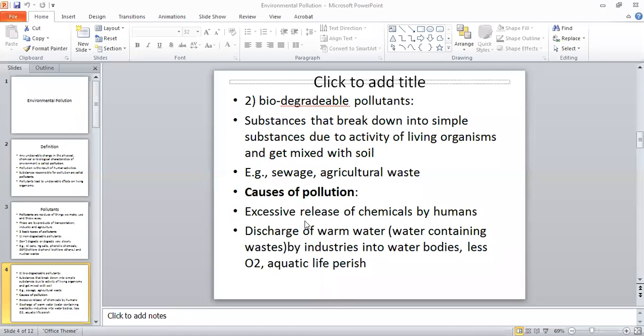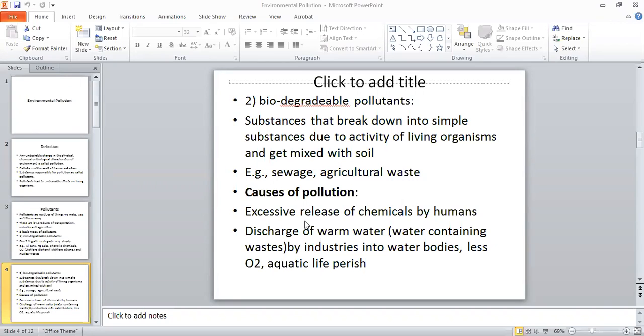Causes of pollution: why our environment gets polluted. There is excessive release of chemicals by humans. When humans run their factories, their automobiles, and carry out different processes, certain chemicals are produced from the industries and automobiles, and these chemicals enter into the environment and cause pollution.